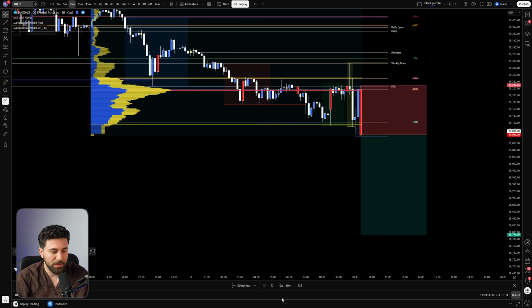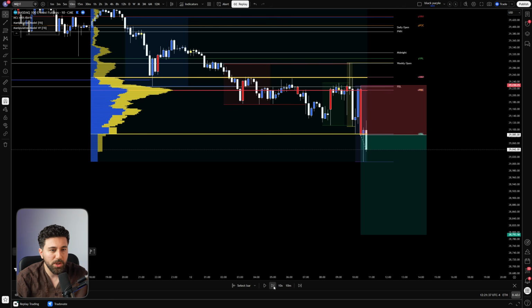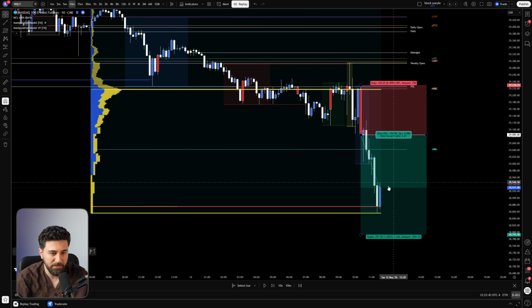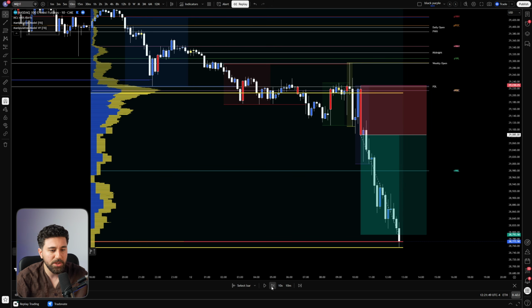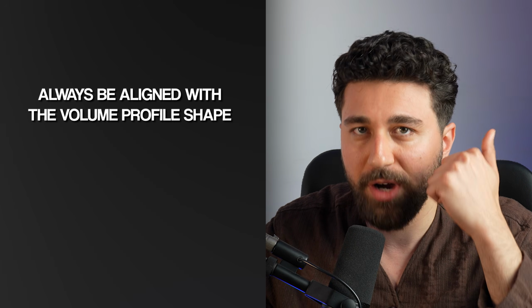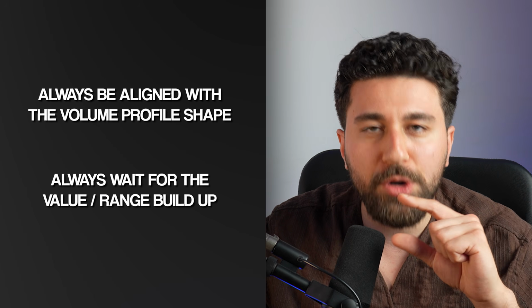So right here, again, you know the drill. 1 to 1 is break even, and then 1 to 2 will be our final take profit. Okay, so now we are at break even. And right here, we hit the target to the T, and this is exactly how you can take high probability breakout setups. Always be aligned with the volume profile shape, and also wait for the value buildup. Wait for a range buildup.